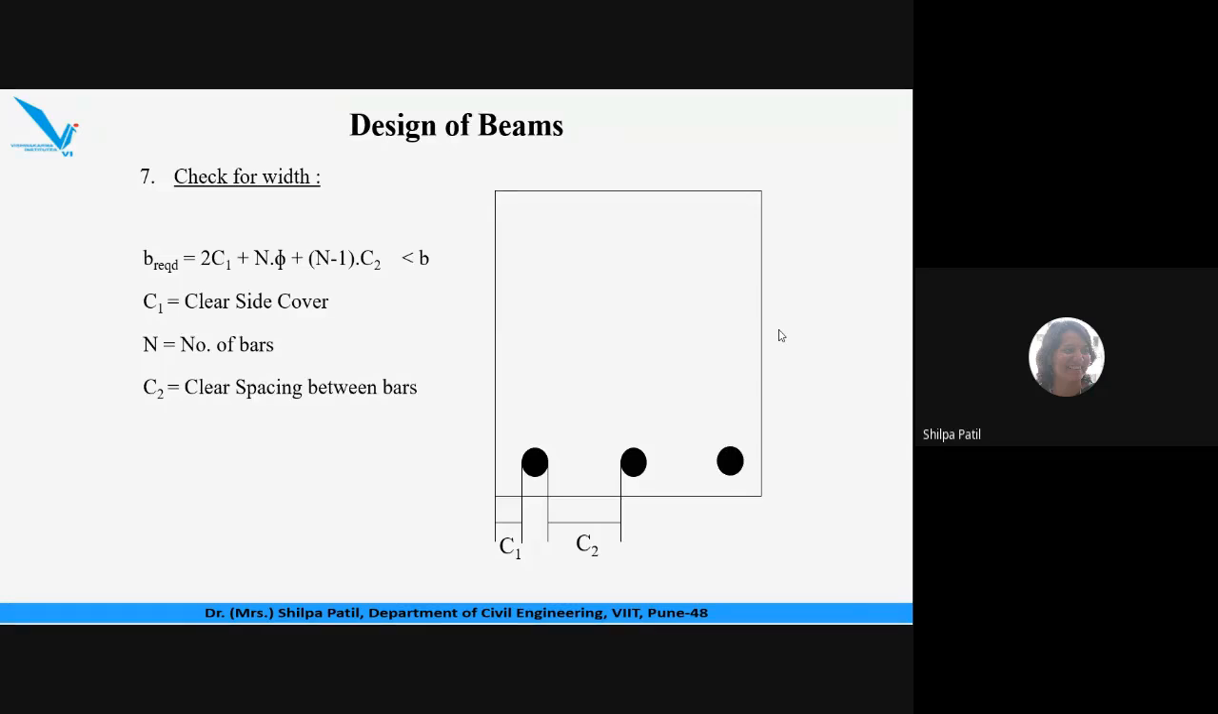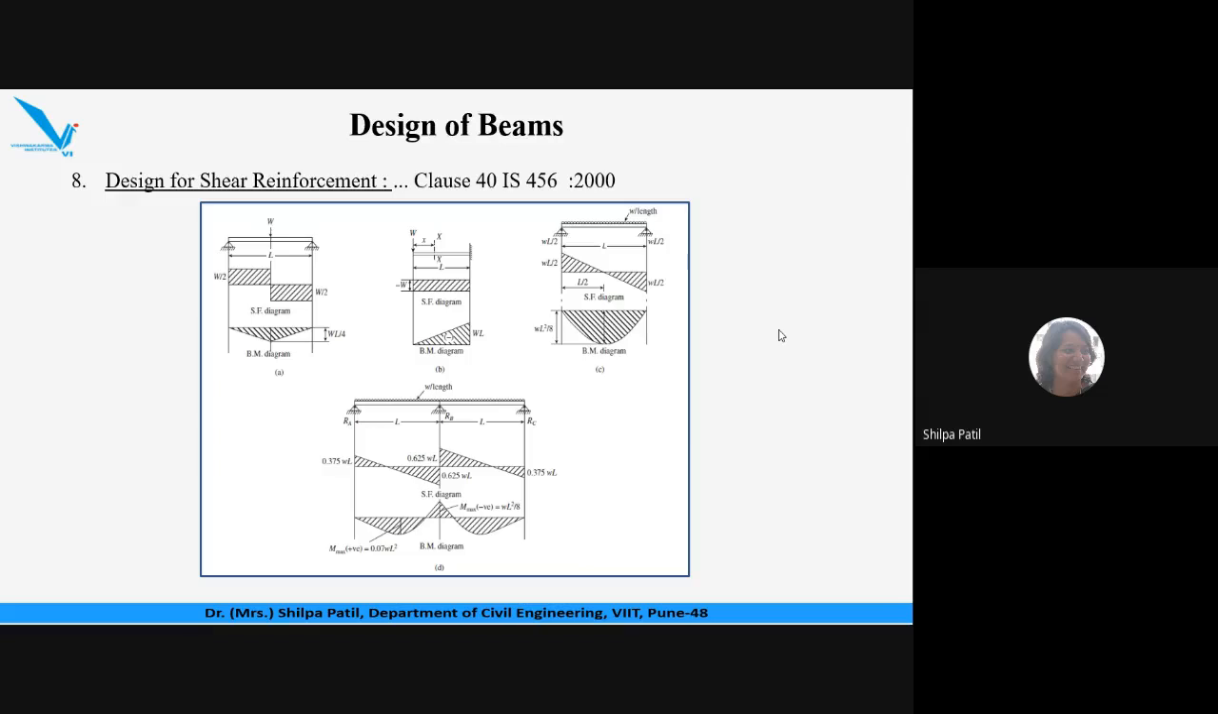Check for the width. Okay. Is it over? Yes, ma'am. And the next step is design for shear reinforcement. The steps are already known to you, so I am not going to explain it again. Once we complete all the steps up to step 7, the remaining part you are going to do as homework, because it is shear reinforcement design. The same steps you have to follow that we discussed yesterday.